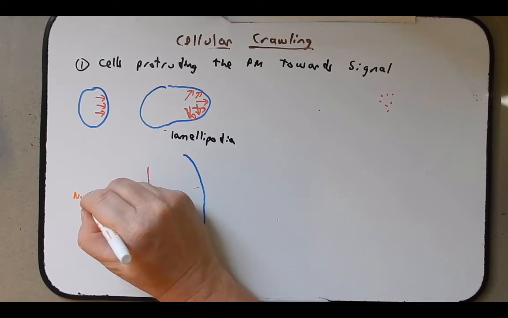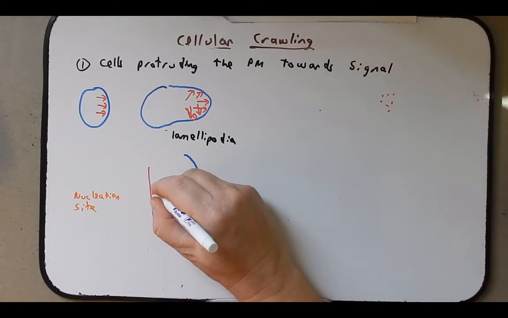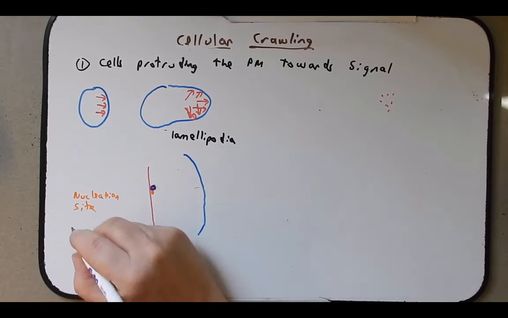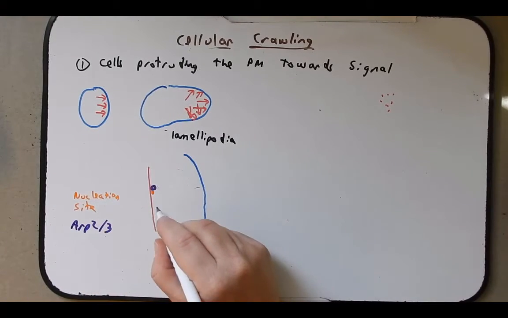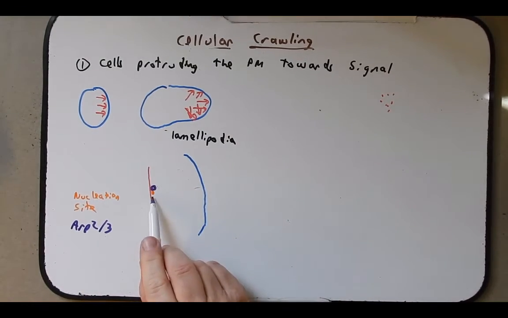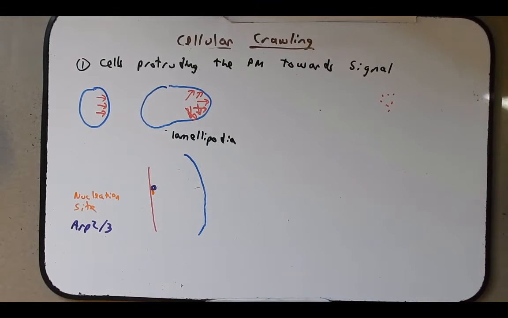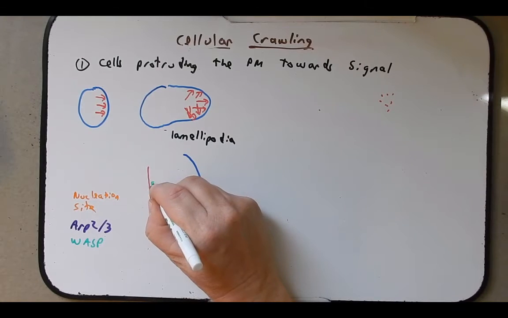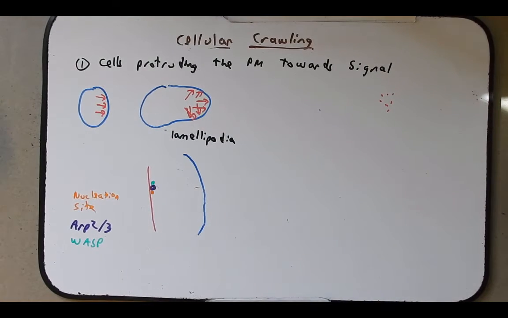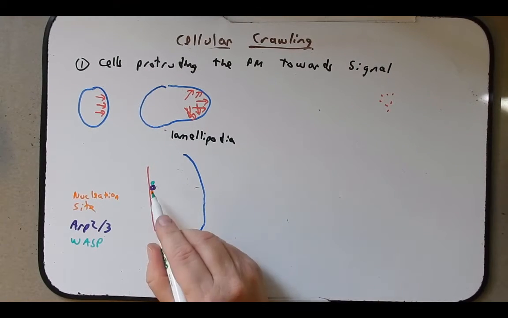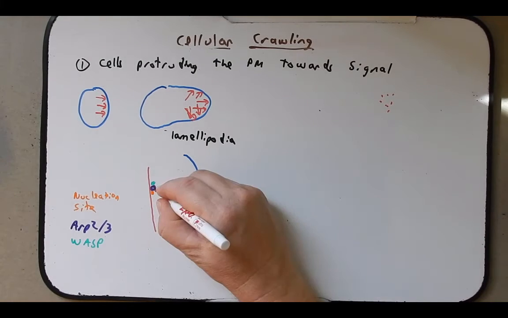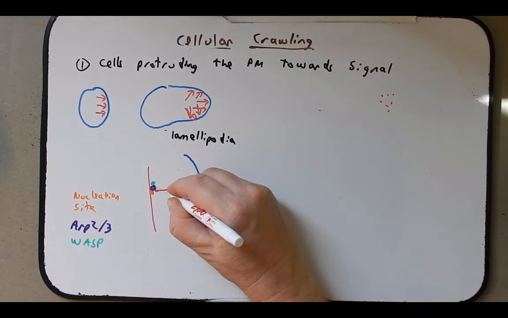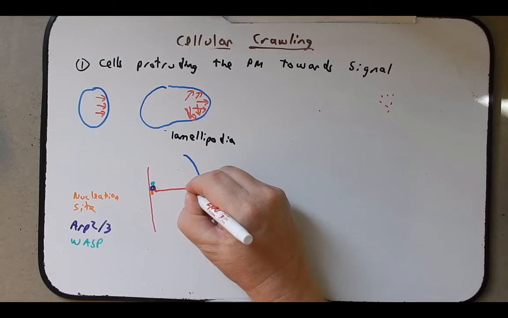So I'm going to write nucleation site. It forms because this protein called ARP2/3 binds here. And this is where the actin will extend from. But it can't do it on its own quite yet. It requires another protein, and that other protein is called WASP. It binds here, and it's necessary because it activates ARP2/3. And once ARP2/3 is activated, the actin can add subunits to it and extend it in this direction.